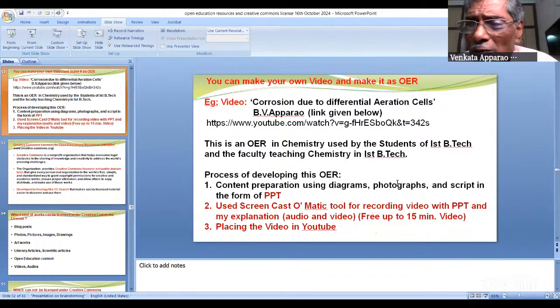Then publish that video on YouTube. Right. So here I have an assistant in NIT who takes care of that job. That also, in self-learning mode, you can learn easily. You can have your own channel in YouTube, then make videos and publish them. They are OERs, open educational resources. Anybody can make use of that.